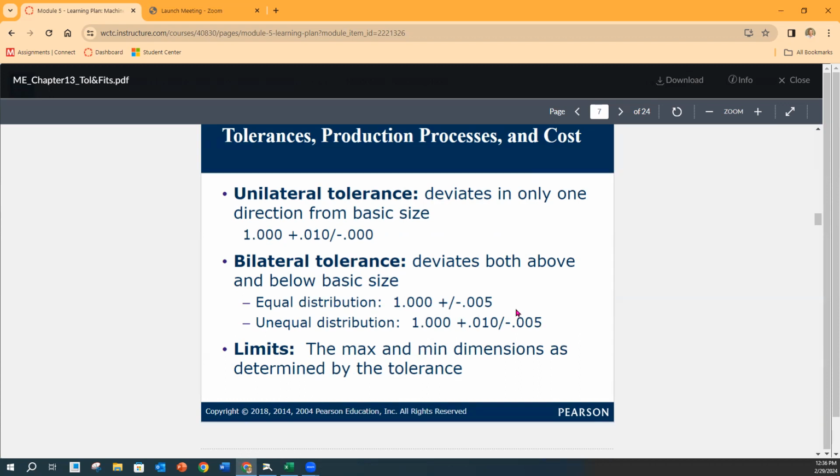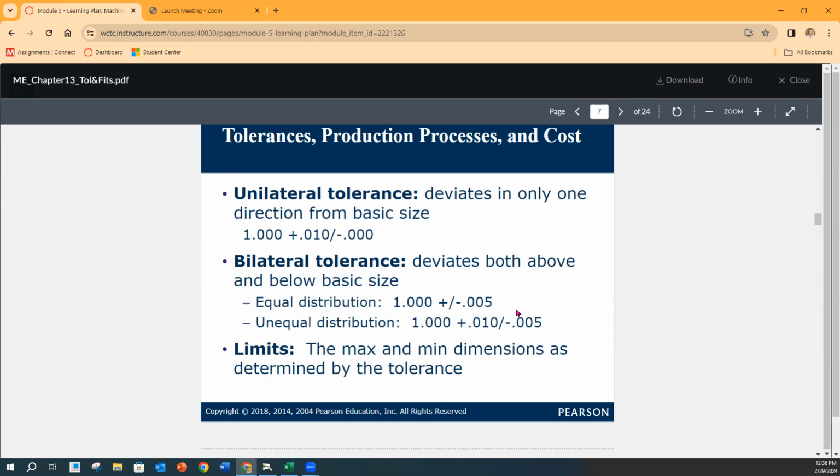The first one here is called unilateral. Unilateral tolerance is when we have all the tolerance on one side of the basic dimension. So for instance, we could have a 1-inch dimension plus 10 thousandths minus 0. That means the minus 0 means that all of our tolerance is going to be above 1 inch. So our smallest dimension is going to be 1 inch, and our largest dimension is going to be 1.010. So 10 thousandths is all the tolerance on one side. And it could be in the opposite direction too. It could be 1 inch plus 0 minus 10 thousandths. But unilateral just means it's on one side or the other.